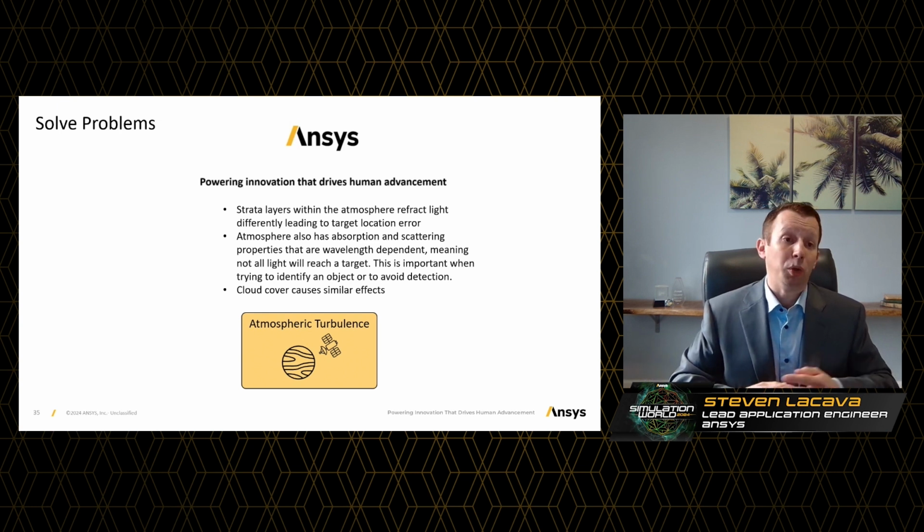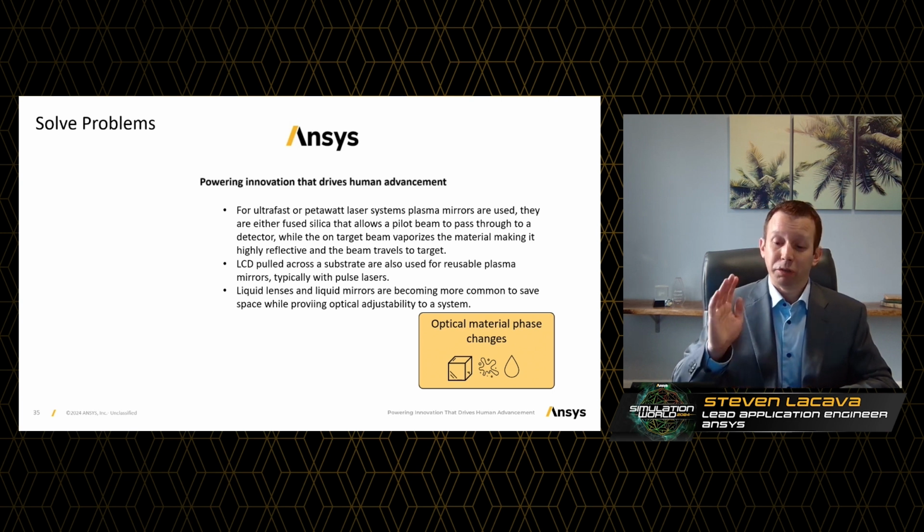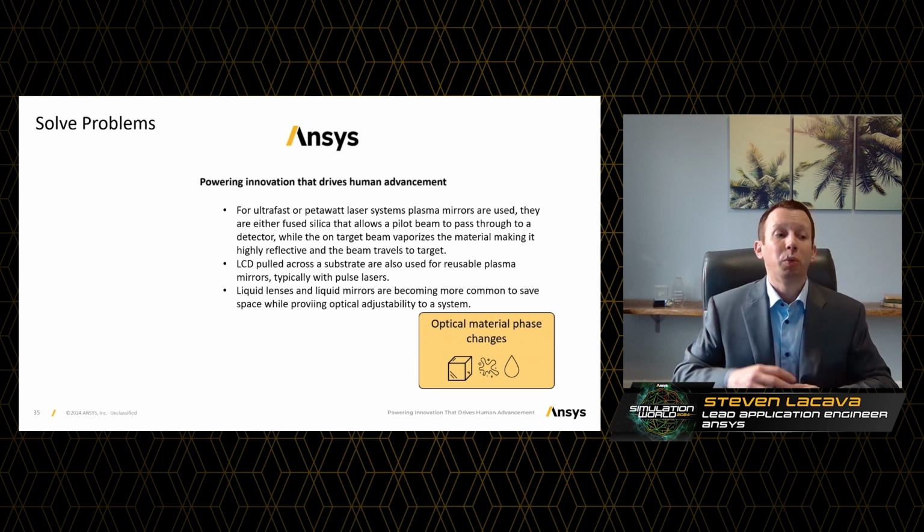Atmospheric effects, whether we're talking the moon of Titan or Earth itself, you're going to be looking at atmospheric effects, and those need to be addressed as well. And then my personal favorite, when you get into extreme high-powered laser systems, you actually wind up with material phase changes. So like petawatt level lasers that they use for fusion reactors and things of that nature, they use basically a piece of fused silica, and they allow a lower energy beam, the pilot beam, to pass through it. The on-target beam hits that glass, that fused silica, vaporizes the top layer, turning it into a highly reflective plasma, which then allows the light to bounce through to the target location.